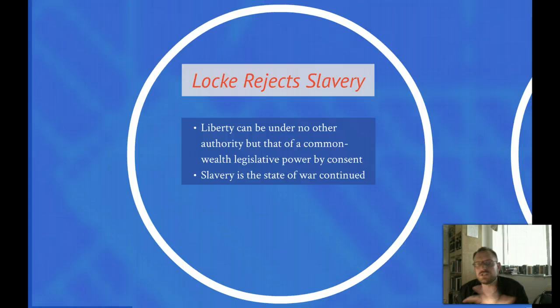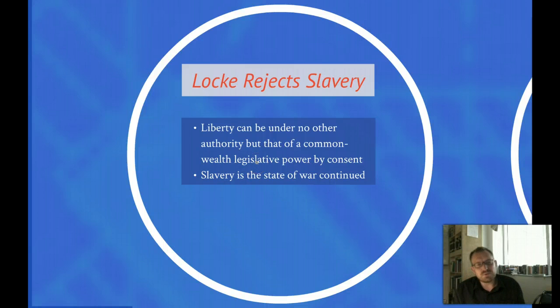Okay, so there's a couple other things that I wasn't sure how to put in here, but they're worth mentioning. And this is one of them. Locke rejects slavery, right? Here's a quotation for you. Liberty can be under no other authority but that of a commonwealth, legislative power by consent. And here's the really fundamental view of Locke's here, is that slavery is the state of war continued, right?